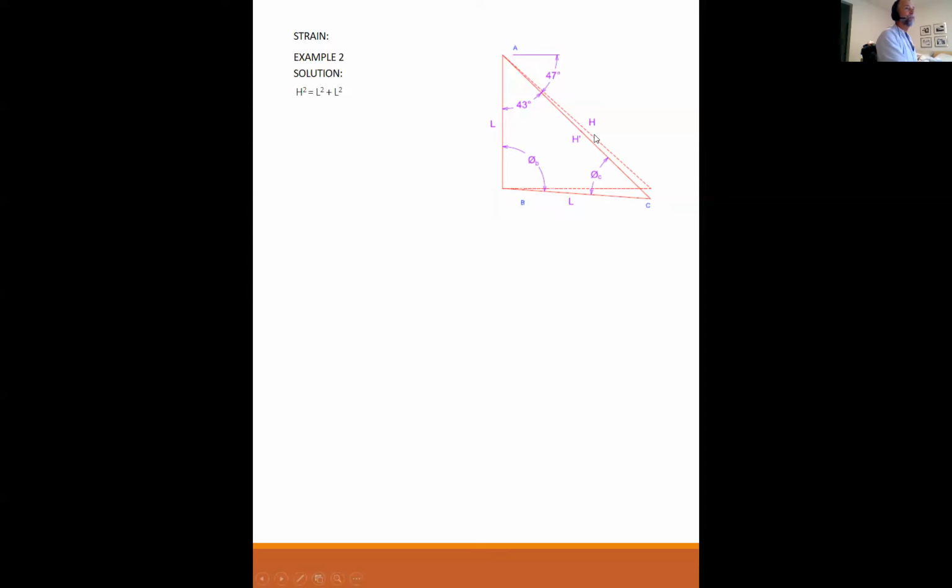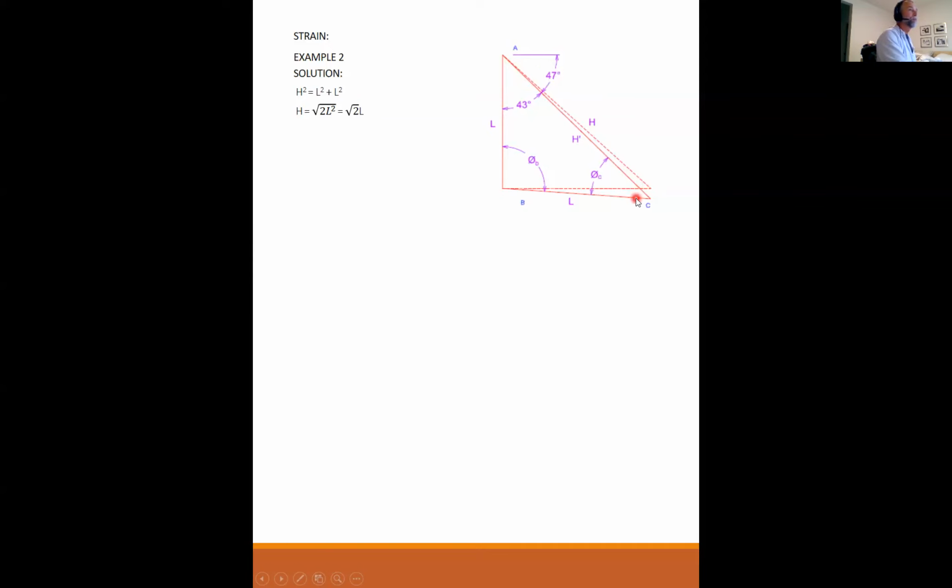So let's start with the easy one. The easy one is, what is the original length of the hypotenuse, the length of the cable? We just use the Pythagorean theorem, where h squared is equal to L squared plus L squared, because these are equal. And so h is radical 2 L squared, or radical 2 times L. That's as far as I can go, because I don't know what L is, but I can get it in terms of L. Okay, so now I have H.